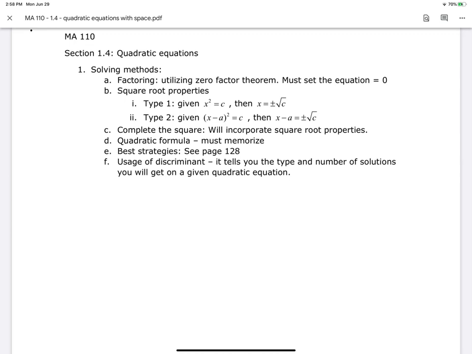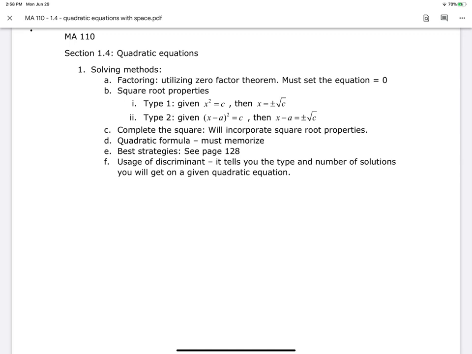Square root properties, there are two types. One is just your regular x squared equals some constant, and we just square root both sides. And the second type is when you have x minus a quantity, then the whole thing squared equals another constant. Okay, so just want to make sure that you know how to handle these two, and of course we'll practice a little bit more on these.